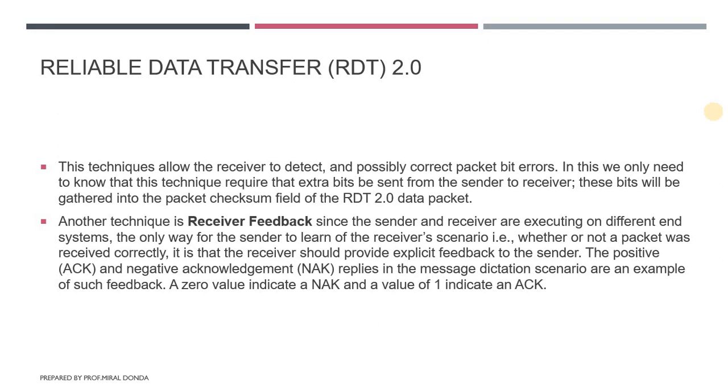Another technique is receiver feedback. Since the sender and receiver are executing on different end systems, the only way for the sender to learn whether or not the packet was received correctly is for the receiver to provide explicit feedback to the sender. These are the positive acknowledgement and negative acknowledgement replies. A 0 value indicates a negative acknowledgement and a 1 value indicates a positive acknowledgement.